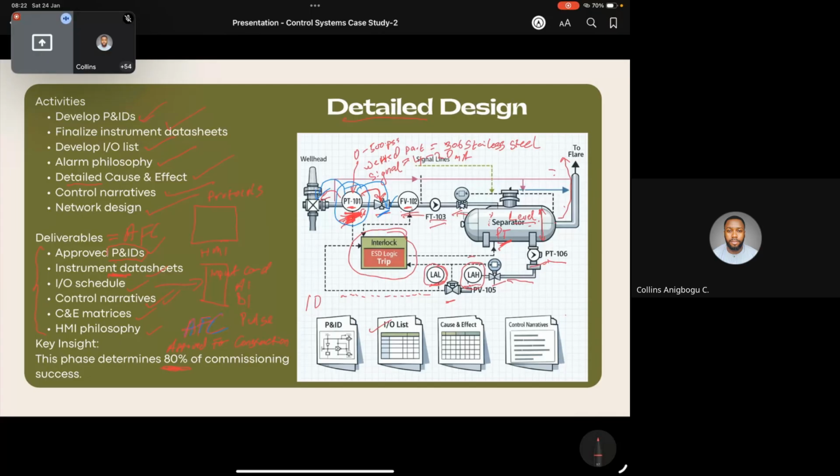Okay. So the key insight, this phase determines 80% of commissioning success. If you get it wrong in this detailed design phase, you're in for a long haul, essentially.